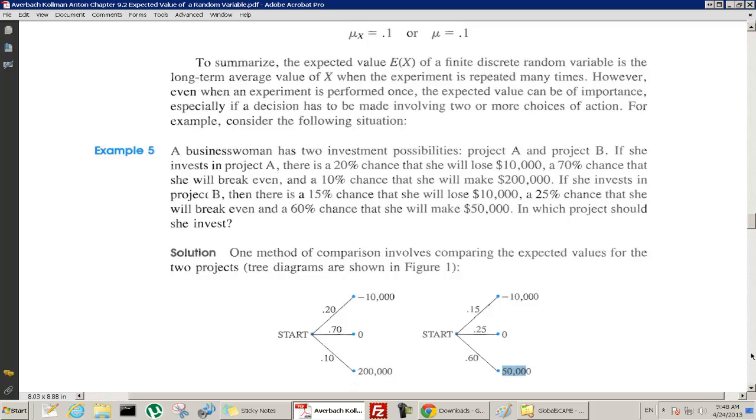With this information, we can compute the expected value if she follows Project A, and the expected value if she follows Project B. Remember, we take the outcomes of the random variable. Let x be the random variable that represents the outcomes of Project A. The possible values are negative 10,000, 0, and 200,000 for x, and the probabilities associated with those are 0.2, 0.7, 0.1. So we take the outcome times the probability, the outcome times the probability, the outcome times the probability. And we do the same thing here.